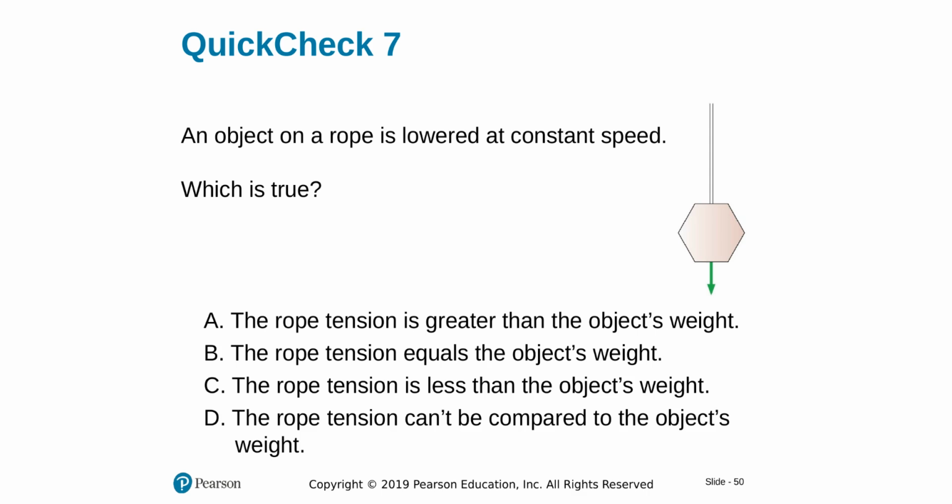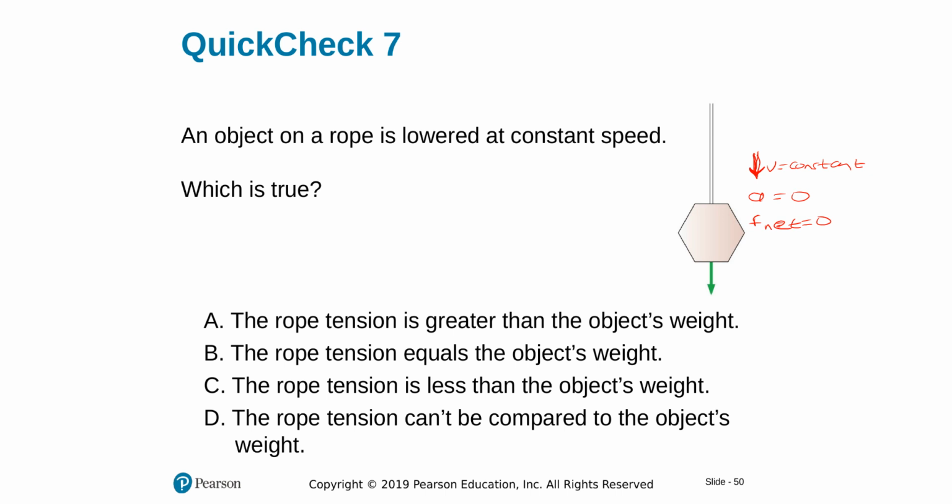Another example: an object on a rope is lowered at a constant speed. Now it's going down. It has a velocity, but velocity down and constant. If velocity is constant, acceleration is 0. Here's what this means. I draw this really badly, but I hope you guys don't mind. There is no F net. F net is 0.